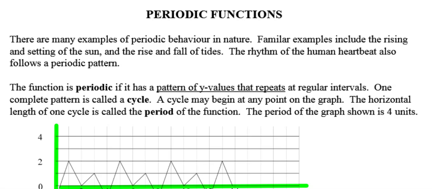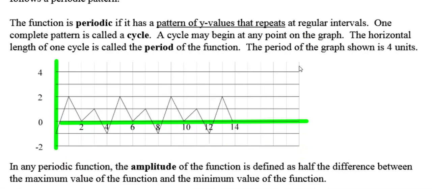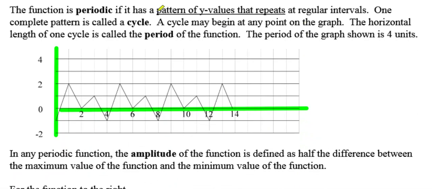Alright, so what you're going to find here is there are lots of definitions. So you're going to have to follow along fairly quickly, but also review this sheet so that you know what all these words mean. Okay? Alright, so a function is periodic if it has a pattern of y values that repeat at regular intervals. Okay? So one complete pattern is called a cycle.